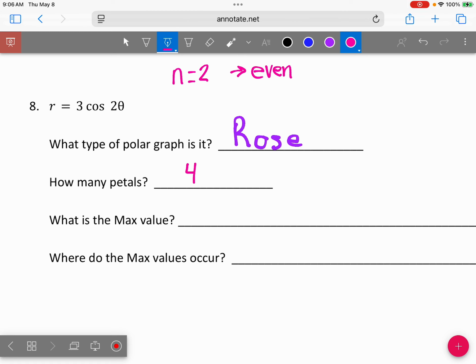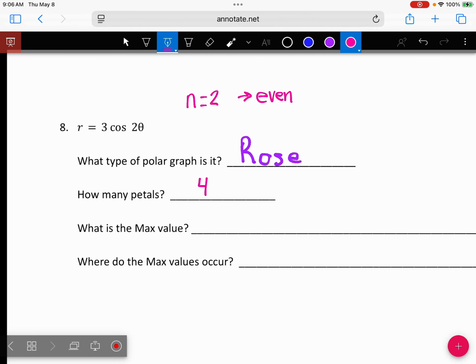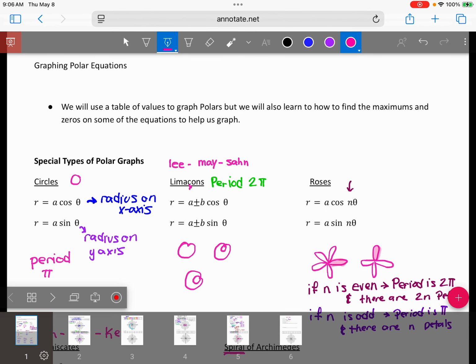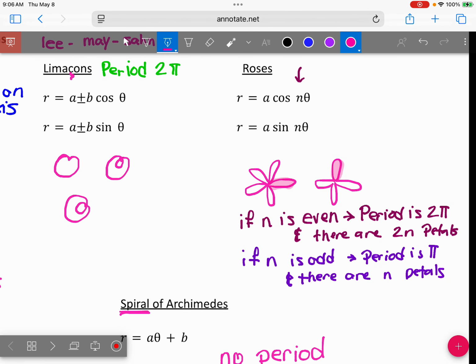Yes, so our period length is going to be 2 pi. So we have to do the whole circle on this one. On our roses, we look at our N. If N is even, our period length is going to be 2 pi, and we have 2 times N petals. It's going to make an even, matchy kind of set like this. This one is what an even one looks like. The odd flowers wind up asymmetrical, so they get an odd number of petals. The even ones have an even number of petals, so they double up.